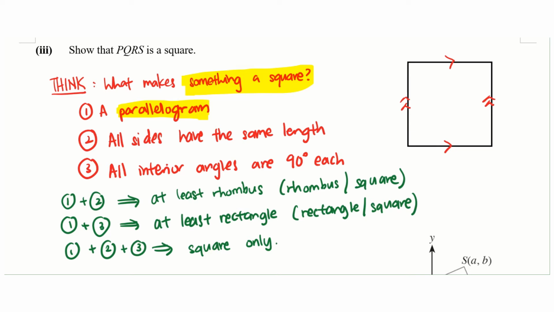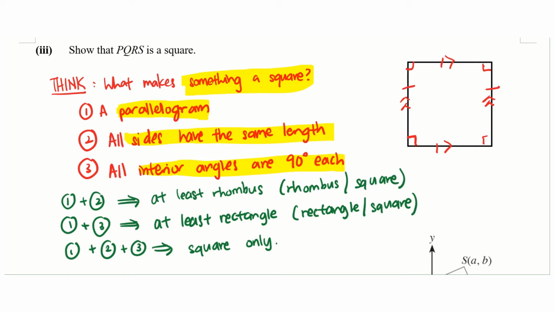Another property that is unique to a square is that all sides have the same length. Something else that is unique to a square is that the interior angles are going to be 90 degrees each. By interior angles, I refer to these angles here. So everything has the same length.